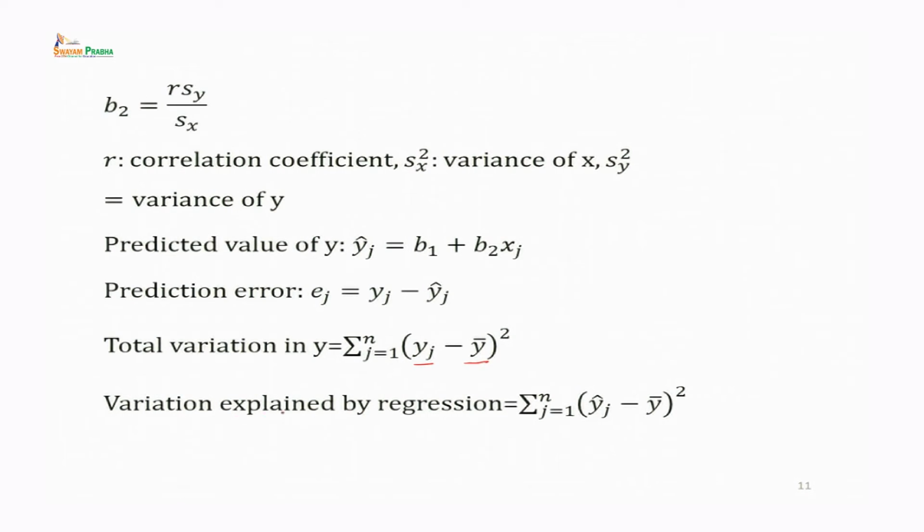And then the variation explained by the regression is: you take ŷ_j minus ȳ, whole square, and take the summation over j. This is called the variation explained by the regression. This is the total variation, and this is the variation which has been explained by the regression. And when you say that your regression line is good, when most of the variation in y_j is explained by the regression, it means that if you take the ratio of these two quantities, this ratio should be large.